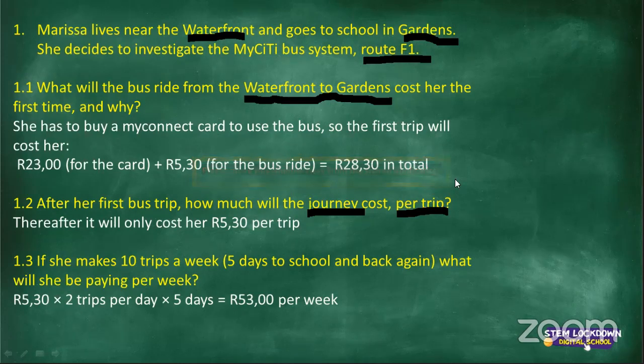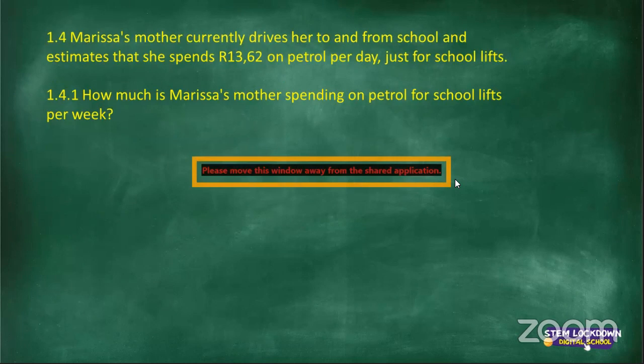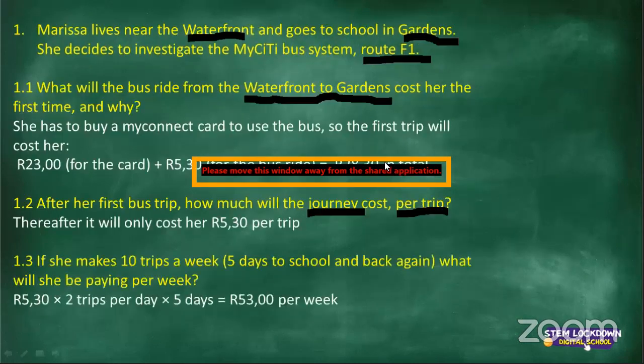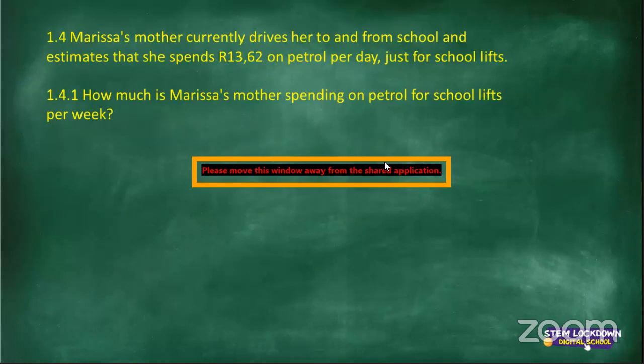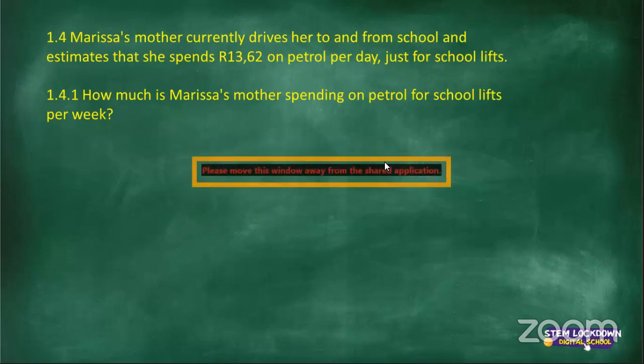Next slide is: Marisa's mother currently drives her to and from school and estimates that she spends 13 rands 62 cents on petrol per day just for the school lift. So Marisa's mother is spending 13 rands 62 cents on petrol per day. That means to take Marisa to school and to fetch her from school, it costs her 13 rands 62 on petrol per day. So every day she's spending 13 rands 62. How much is Marisa's mother spending on petrol for school lifts per week?